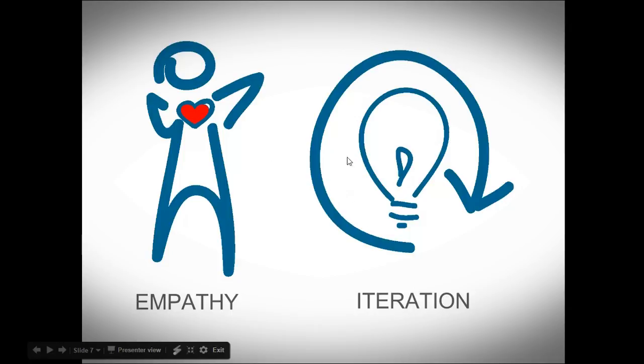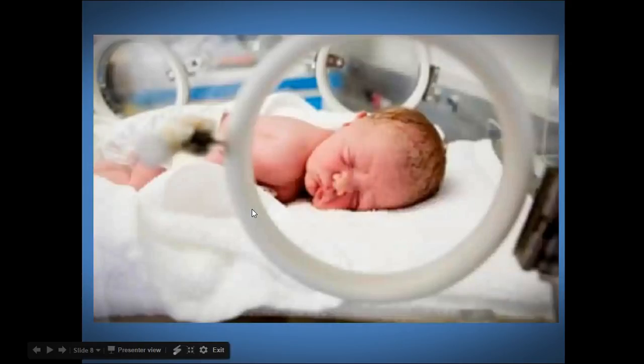Iteration is basically, you see how it's getting an idea and working with that idea and brainstorming and continuing to come up with ideas. And so notice this again is a cycle, and it's not a linear, a straight line. So let's look at empathy, though. We're really going to focus on empathy.